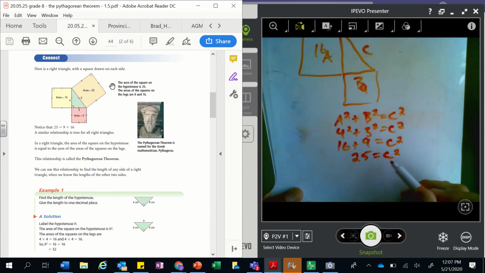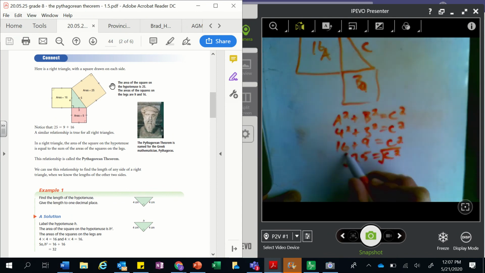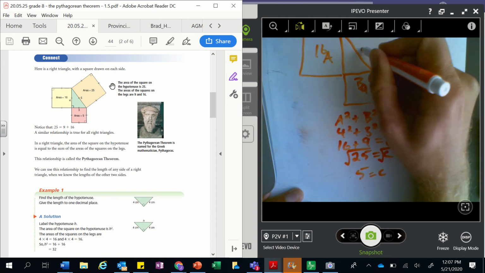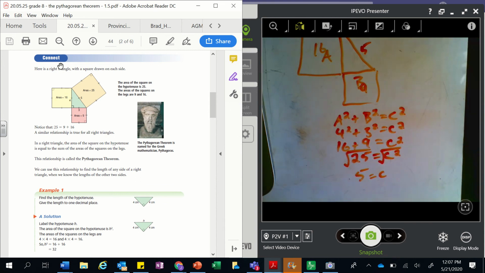To get rid of that little 2, we need the opposite of squared. The opposite of squared is root. And we are left with c equals 5. And that's the same as we have in the textbook right here.